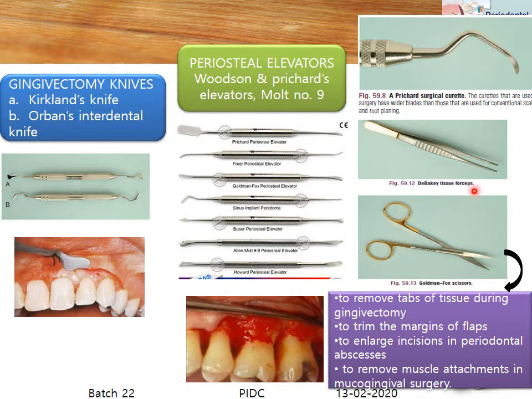You have the DeBakey's tissue catching forceps and the Goldman Fox scissors, which are generally used to remove the tabs of tissues during gingivectomy, to trim the margins of the flap, to enlarge the incisions in the periodontal abscesses, and to remove muscle attachments in the mucogingival surgery.